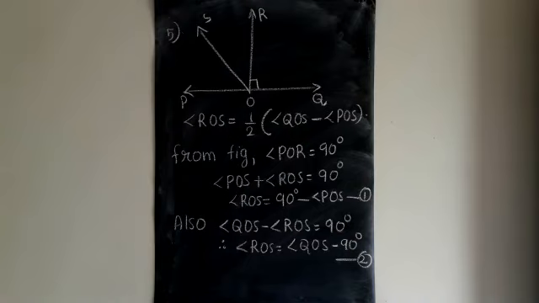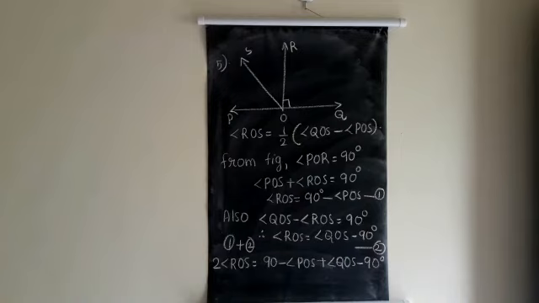What is the meaning of adding the equations? First you add the left hand side and then the right hand side. If you add the left hand side of both the equations, angle ROS plus angle ROS, what is that? It is equal to 2 times angle ROS, isn't it? So 2 times angle ROS is equal to the right hand side of the first equation, 90 minus angle POS, plus the right hand side of the second equation, angle QOS minus 90 degrees. Is there any term to cancel on the right hand side? Yes. 90 and minus 90 we can cancel. So what is remaining? Angle QOS minus angle POS.